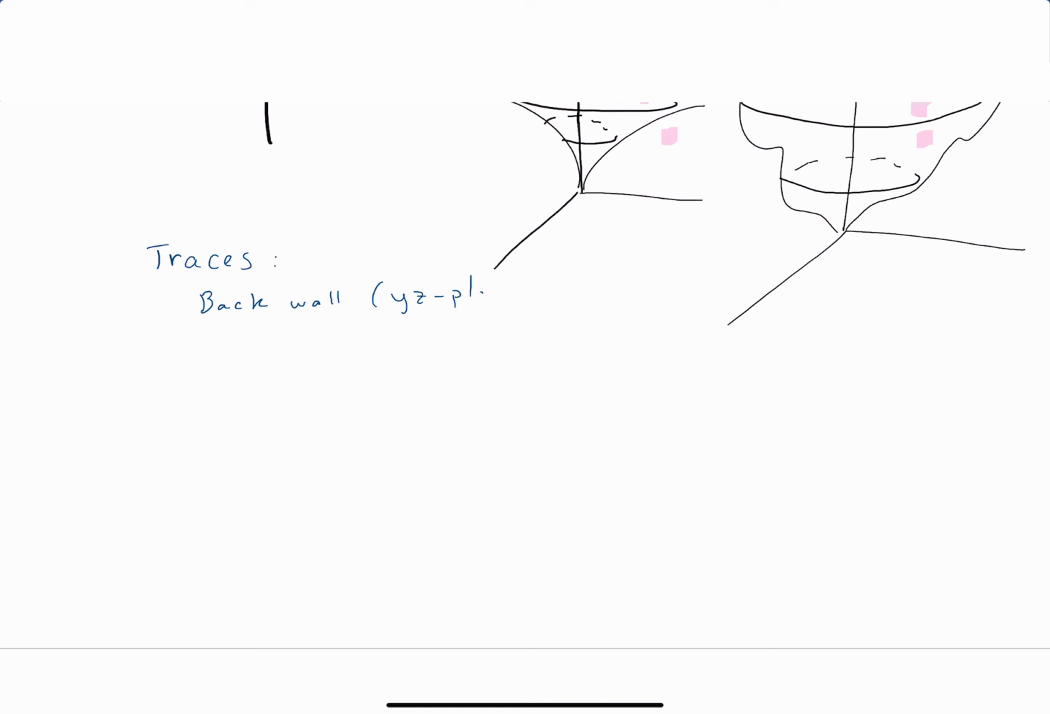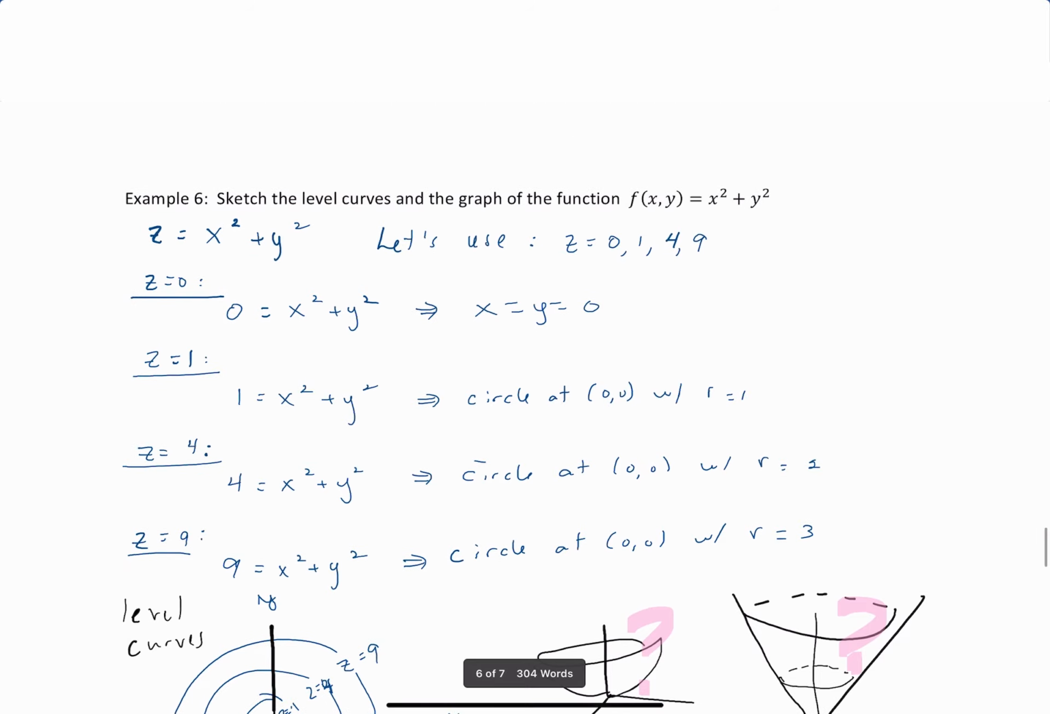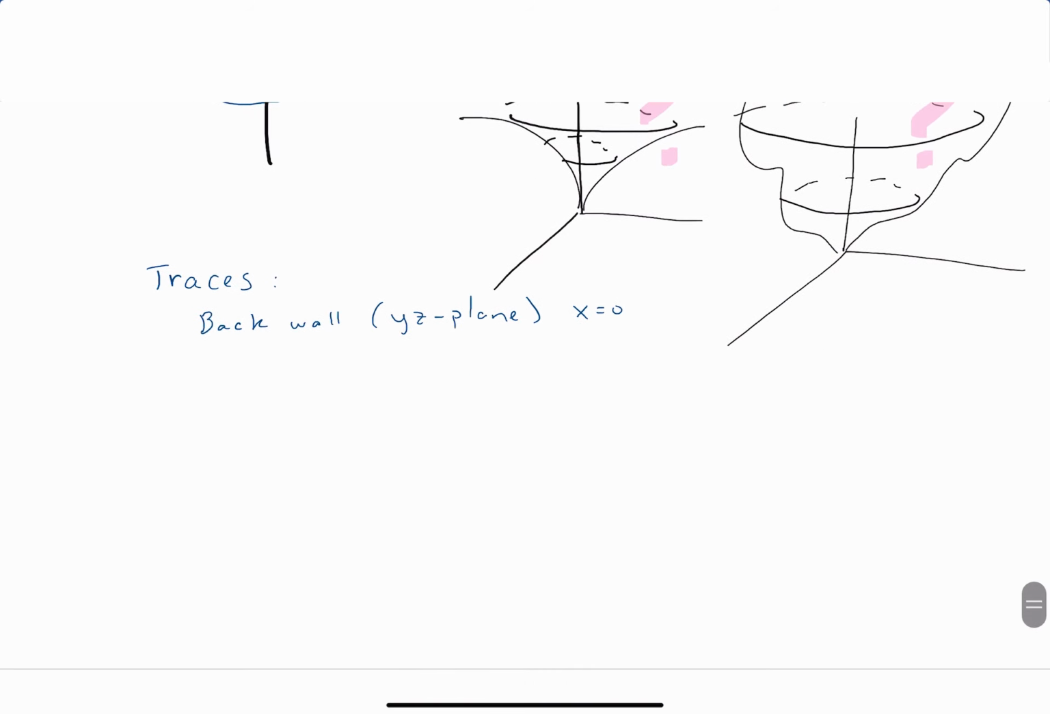Now on the YZ plane, X is 0. So let's put a 0 in for X. So we have Z equals X squared plus Y squared. If we put in a 0 for X, we get Z equals Y squared. That's a perfectly ordinary parabola that we can draw on the back wall.